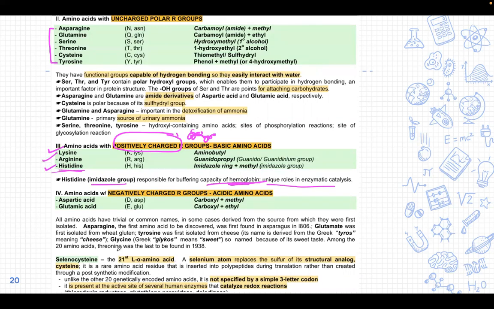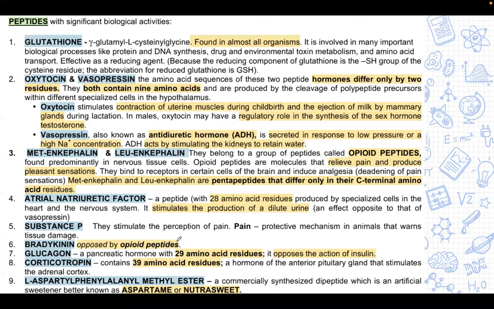So, yun. Ito, ang mga additional information na lang to. Si glycine, coming from the glykys, meaning sweet, di ba? Greek word po yung glykys, meaning sugar or sweet. And then your peptides with significant biological activity, si glutathione. Ito yung buong pangalan niya, parang γ-glutamyl-L-cysteinylglycine. It is found in almost all of your organisms.